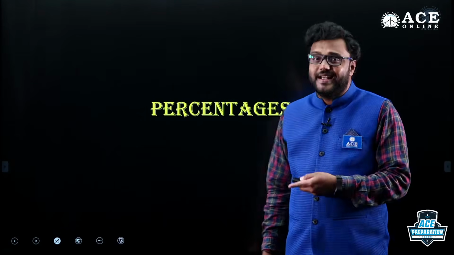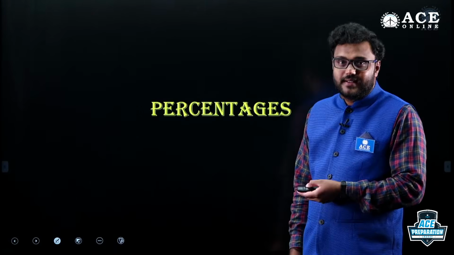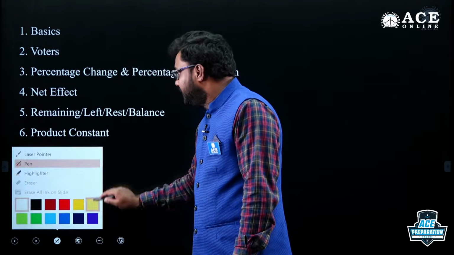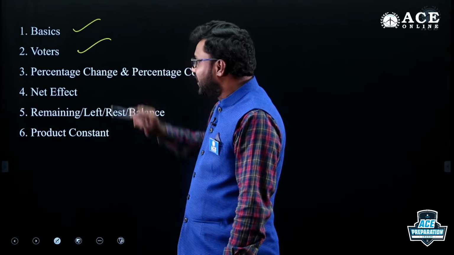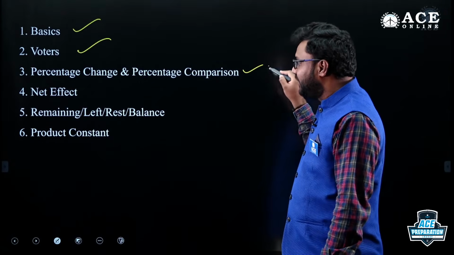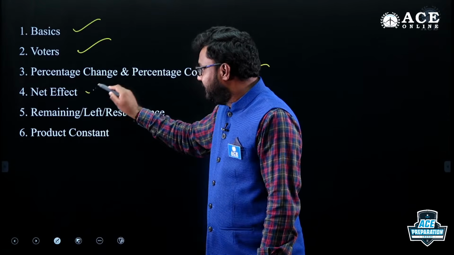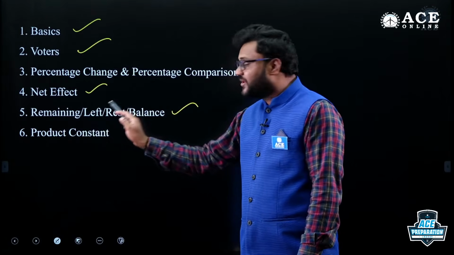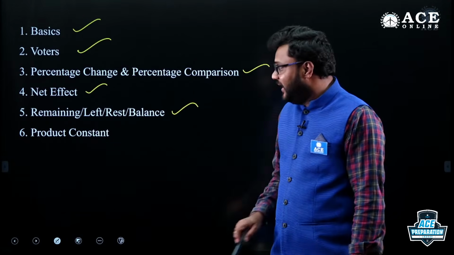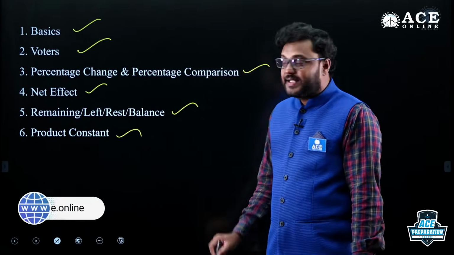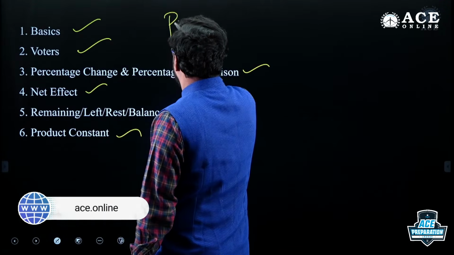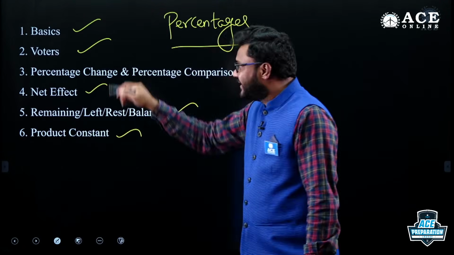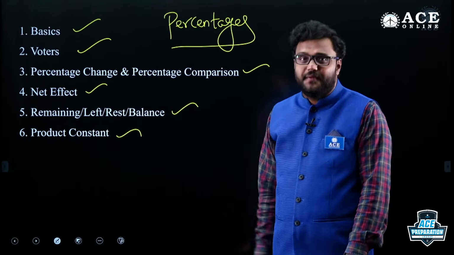Now see my dear friends, in this percentages topic, you just focus on basics. We'll start with basics, then voters concept, percentage change and comparison. We need to focus on net effect, and on words like remaining, left, rest or balance. If these types of words are given in the question, we have to be very careful while handling. Next, product constant. In percentages, we need to discuss 6 different types of questions or concepts.